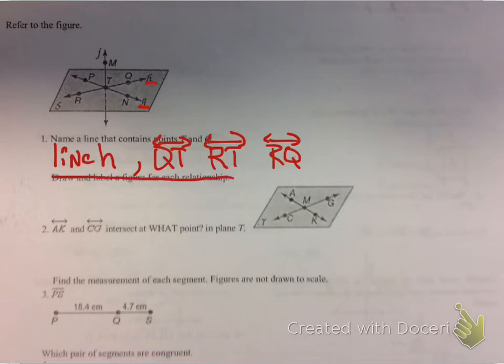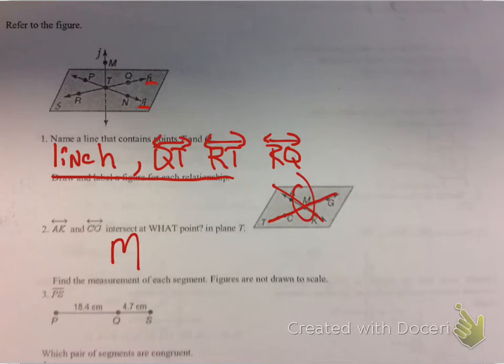And then let's see, AK and CG intersect at what point in plane T? They intersect at point M, sir. Well, duh, I can see here. Obviously, AK and CG intersect there at M, because M's going, yay, I'm in there in the middle. Alright, so there you go.